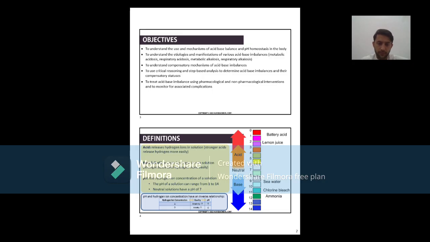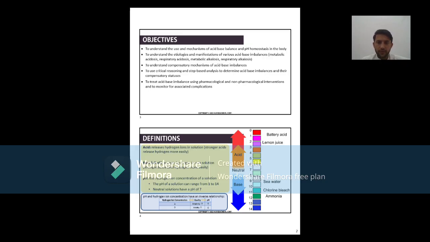patient-associated complications. If we simply define an acid, it releases hydrogen ions in solution. A stronger acid releases more hydrogen ions. A base accepts hydrogen ions in a solution. A stronger base binds to hydrogen more easily.